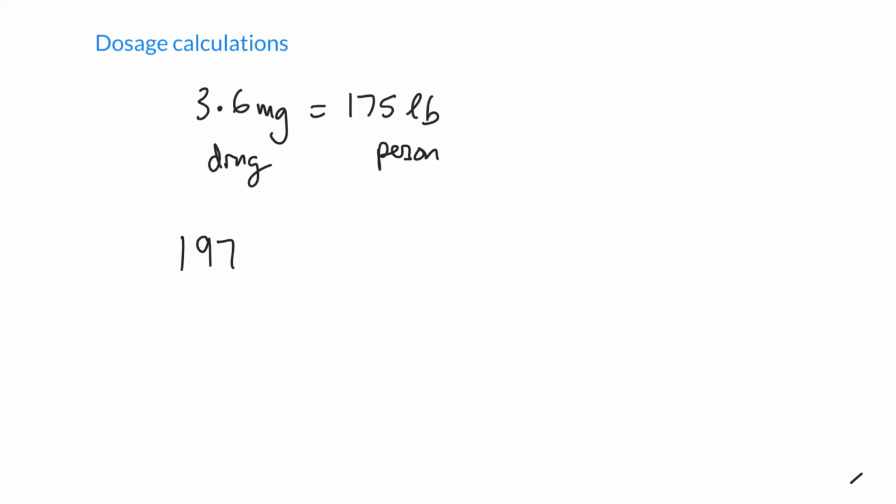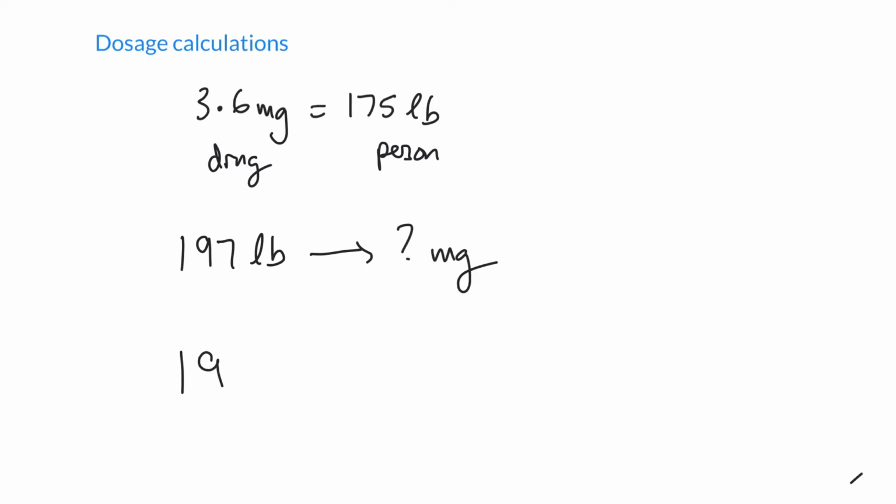Let's apply this maybe to a dosage calculation. So perhaps you've got a magic medication, whatever it may be, and 3.6 milligrams is a perfect amount to give a 175-pound individual. So this is the drug, and this is the person. And perhaps you want to know, if I've got a 197-pound individual, how many milligrams of the drug should we give them?